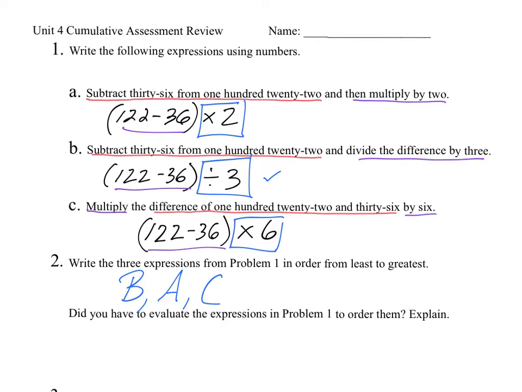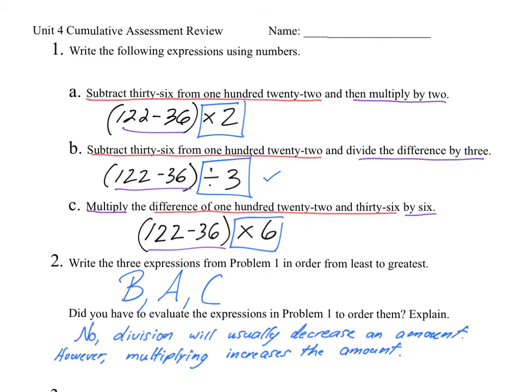Did we have to evaluate the expressions in problem 1 to order? No, we did not. Like I just said, I kind of got ahead there. Division will usually decrease the amount, however multiplying increases the amount, and we said that multiplying by 2 will increase it a little bit, and multiplying by 6 will increase it that much more.